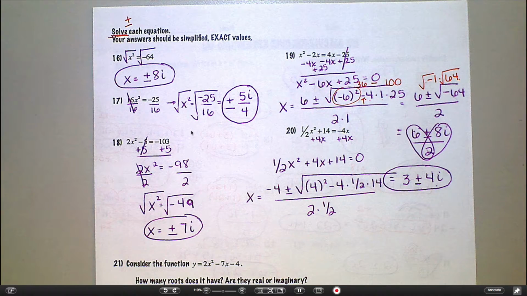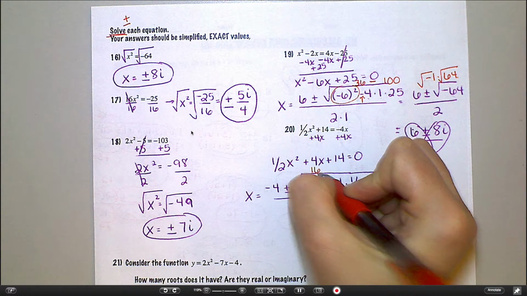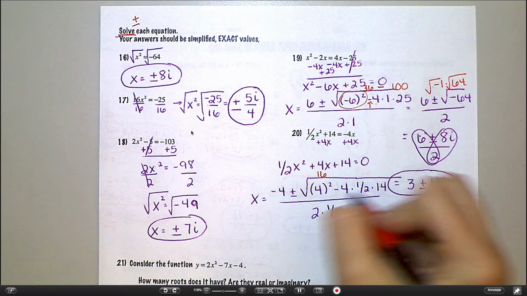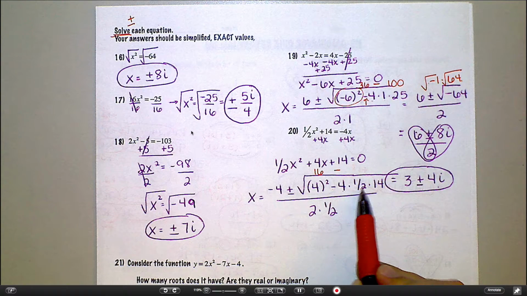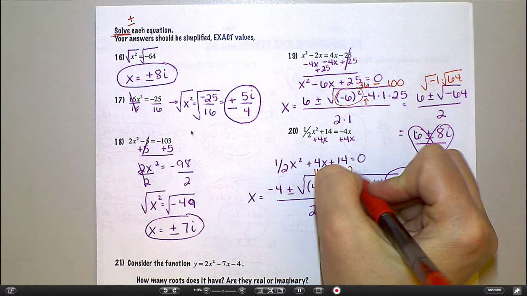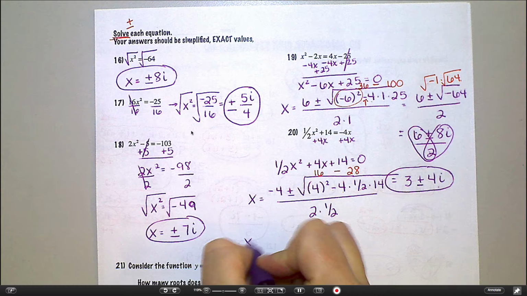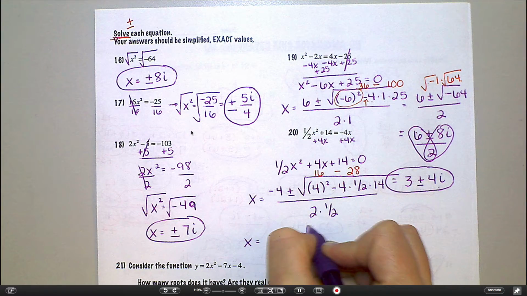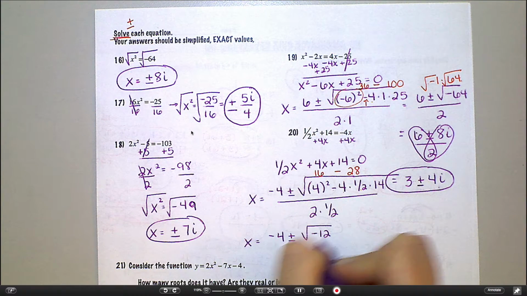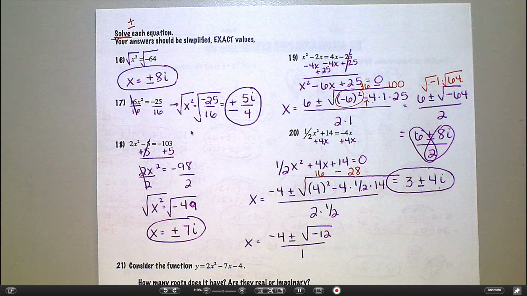Okay. So again, just like before, I would start here and I would say 4 squared is 16. And then here I have just one minus sign, so I know it's going to end up being a minus. 4 times 1/2 is 2, and 2 times 14 is 28. So I end up with 16 minus 28, which is negative 12. So now I have x equals negative 4 plus or minus the square root of negative 12 over 2 times 1/2 is just 1. Okay, at least that's kind of nice.